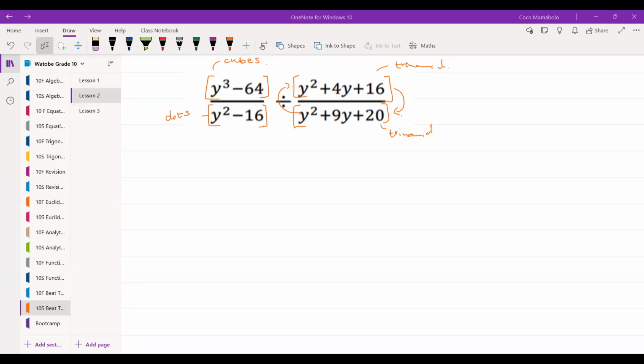Anyone done? Are you guys done or are you still working? Do you still remember how to factorize a difference of cubes? Still working. Okay, let's keep at it.